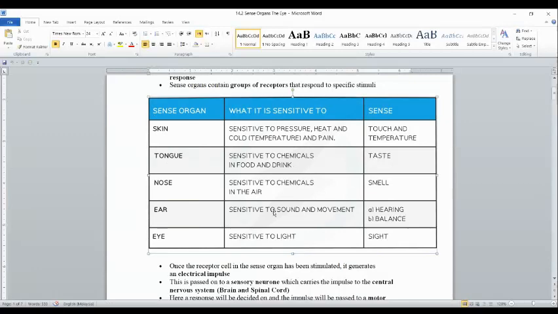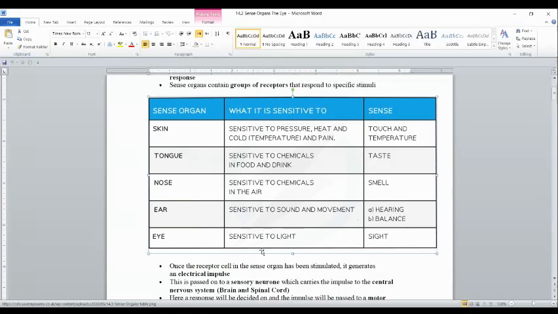Ears are sensitive to sound and movement. Why movement? Because you can balance yourself, and you also have a sense of coordination. You know where you are going, what the orientation of your body is, and also the direction you can feel, you can sense. For example, you can get the sound, any noise, you can hear it.